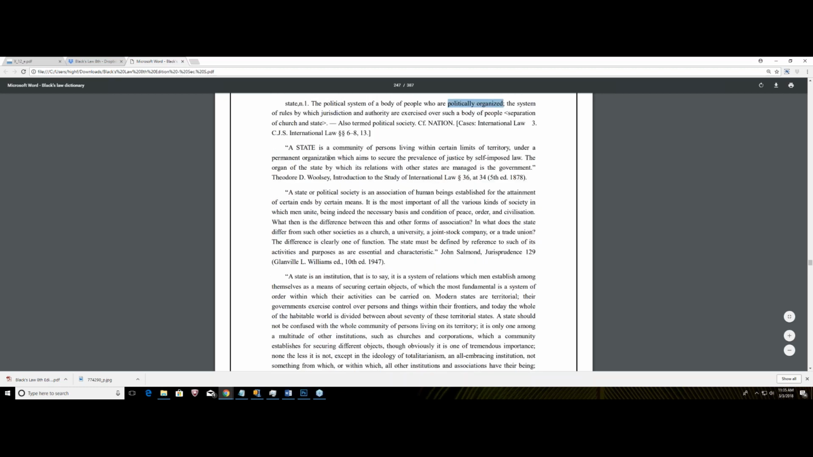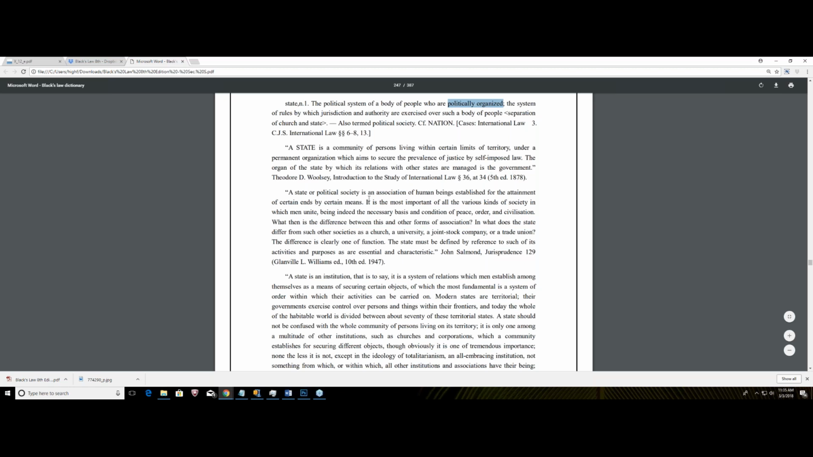But a state is a community of persons living within certain limits of territory under a permanent organization which aims to secure the prevalence of justice by self-imposed law. The organ of the state by which its relations with other states are managed is the government.